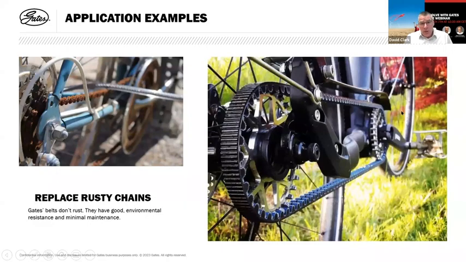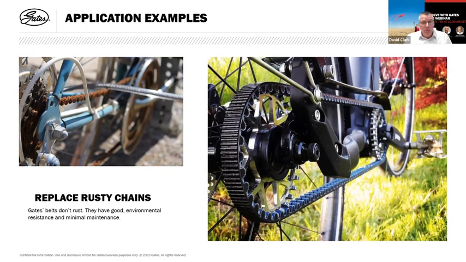This is a very nice one. Gates have launched a belt drive for bicycles, and it's a really good example of how you can replace a chain and no longer need to lubricate that chain.